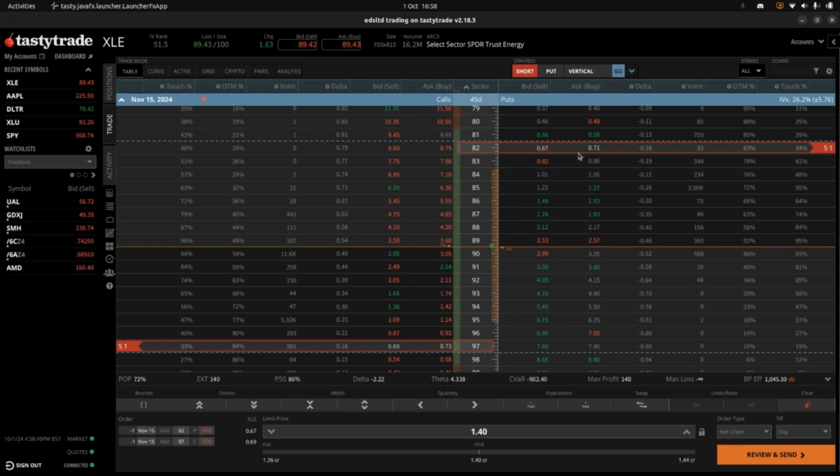So as you can see here, we'd be looking to sell a put contract at the 82 strike, and we'd be looking to sell a call contract at the 97 strike. Now, these contracts are sitting further out beyond where the expected move is, and this is going to give us a very high probability of profit, and that can be seen here. We're looking at a probability of profit of 72%, and if we did want to get out of this trade early at 50% of max profit, we've got an 86% chance of this trade working out for us.